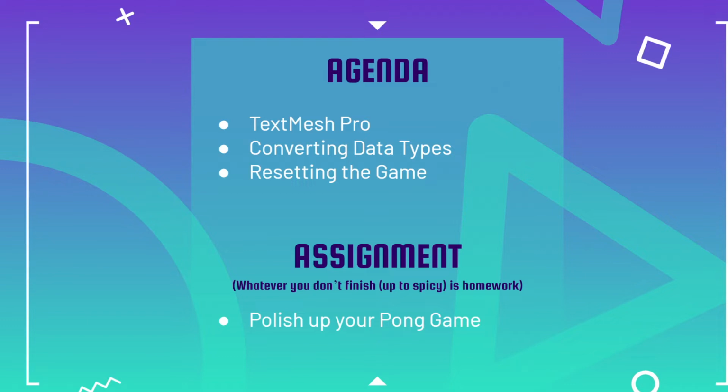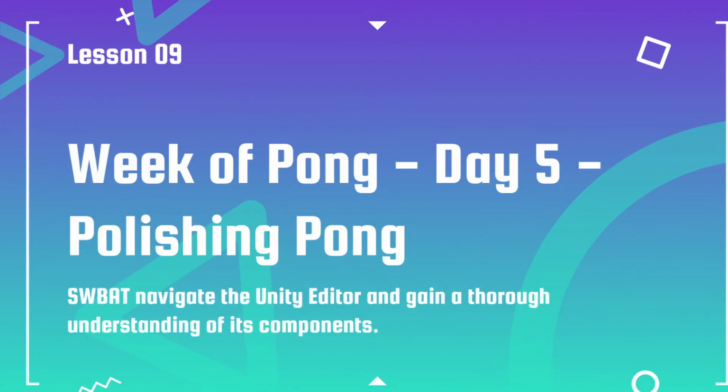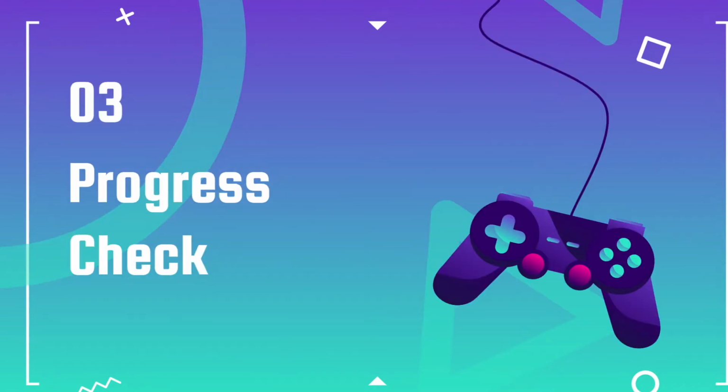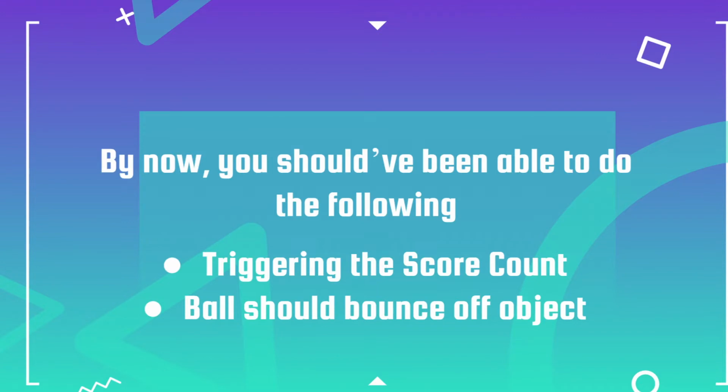The assignment for today is you're just going to polish up your Pong game. There's not really much else left in this game, so we're just going to polish it and we'll be done. So let's polish this up. So a quick progress check. We're making a Pong game. By now, you should be able to trigger a score count when one object touches the goal, and by one object I mean your ball. And the ball should also be able to bounce off another object and another wall.